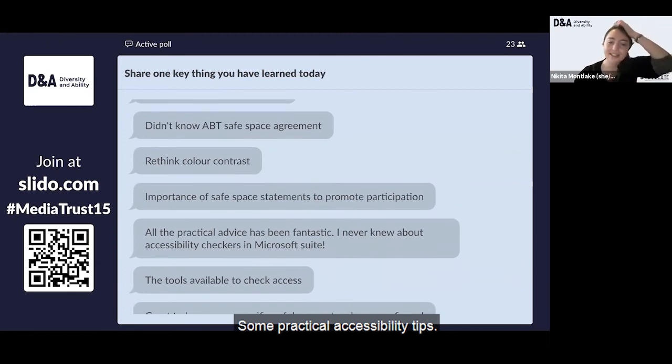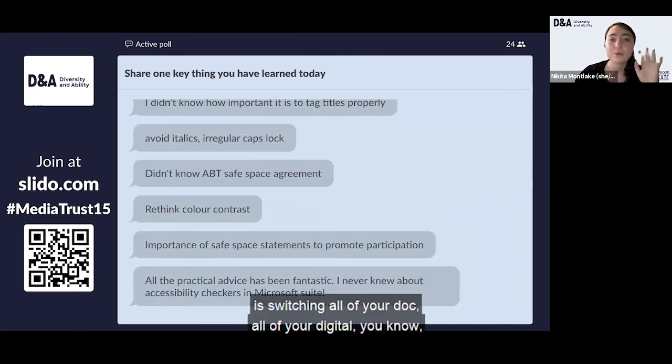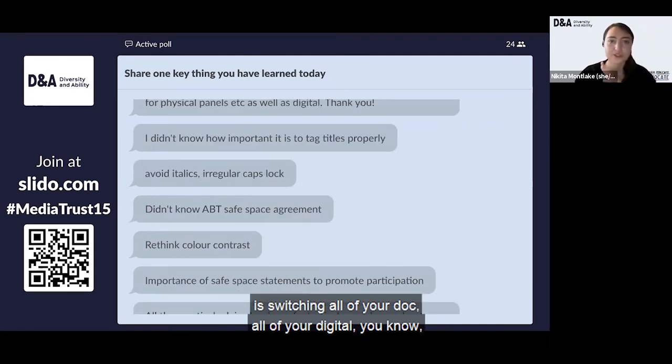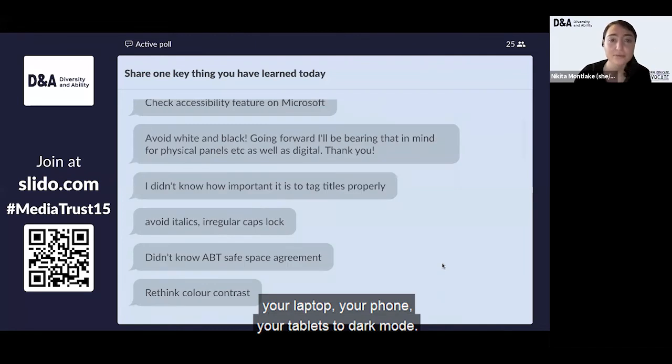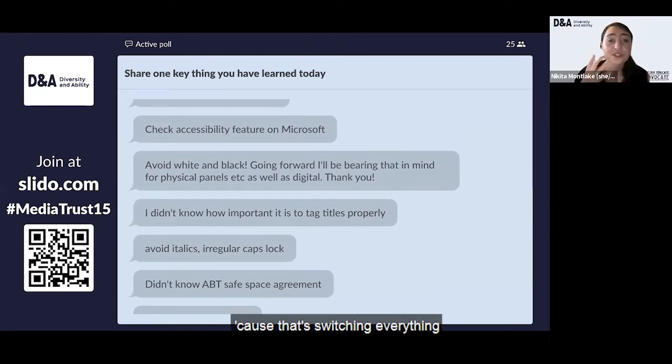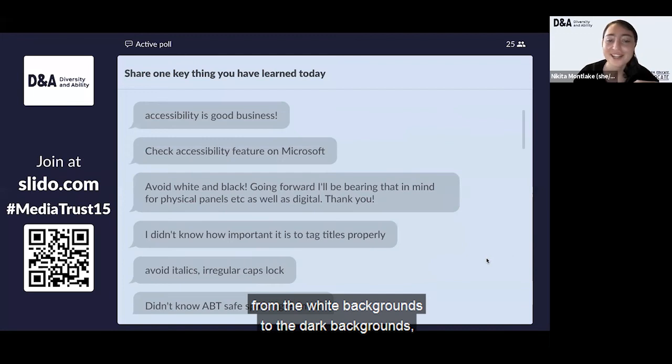Some practical accessibility tips. Something else that I would recommend is switching all of your digital devices, your laptop, your phone, your tablet, to dark mode. It was like my eyes taking a massive sigh of relief when I did that, because that's switching everything from the white backgrounds to the dark backgrounds. So I would definitely recommend doing that.